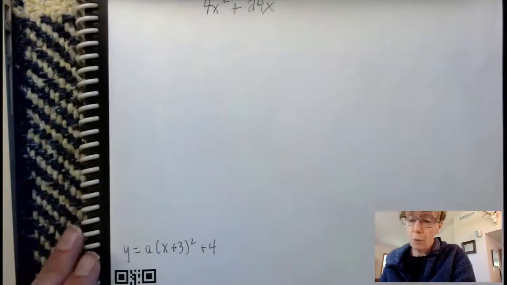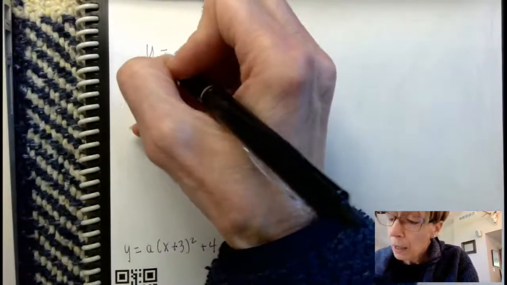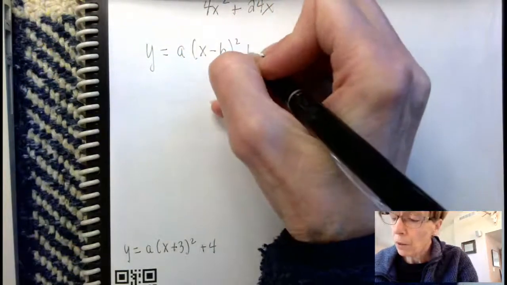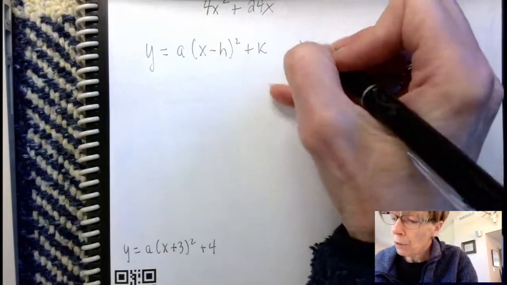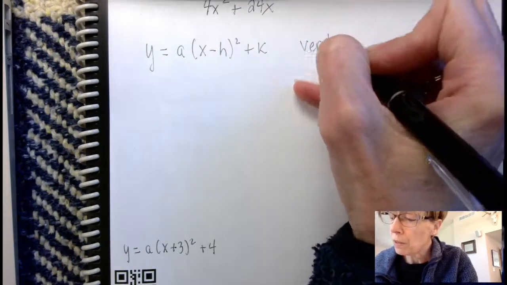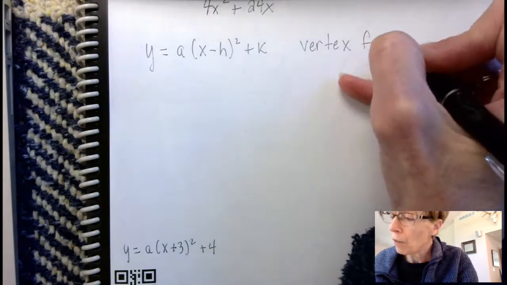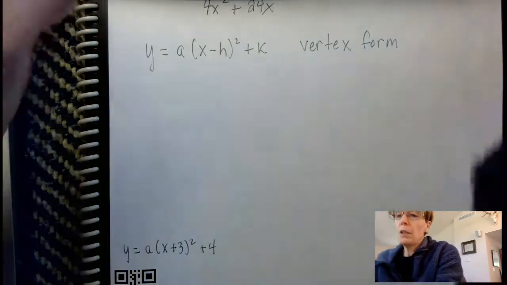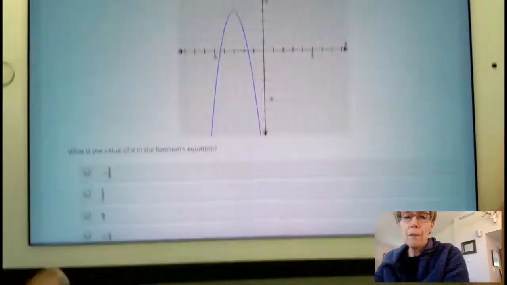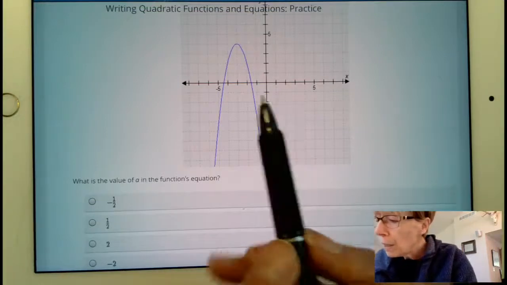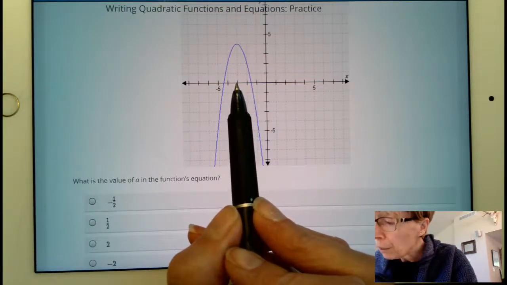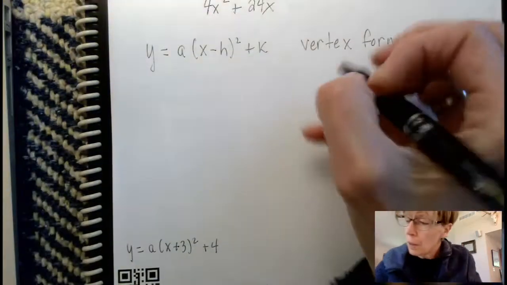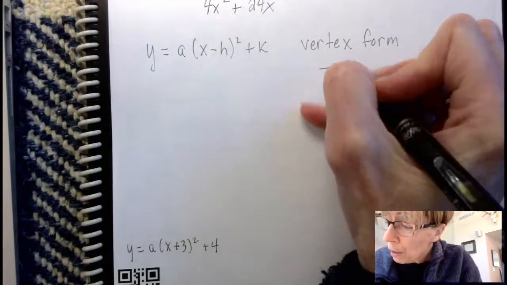Vertex form is y equals a times x minus h quantity squared plus k. I should have focused on that last lesson, but we were able to use Desmos in the last lesson. And again, if we go back here to Edmentum for a minute, the vertex of this particular problem is -3, +4. So vertex is -3, +4.